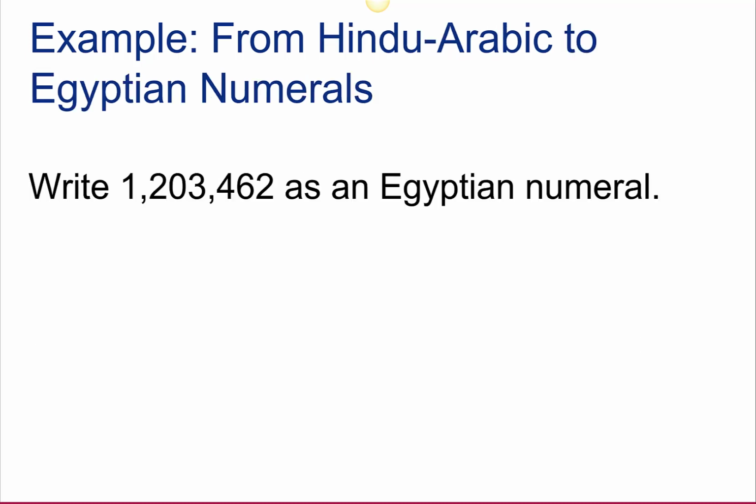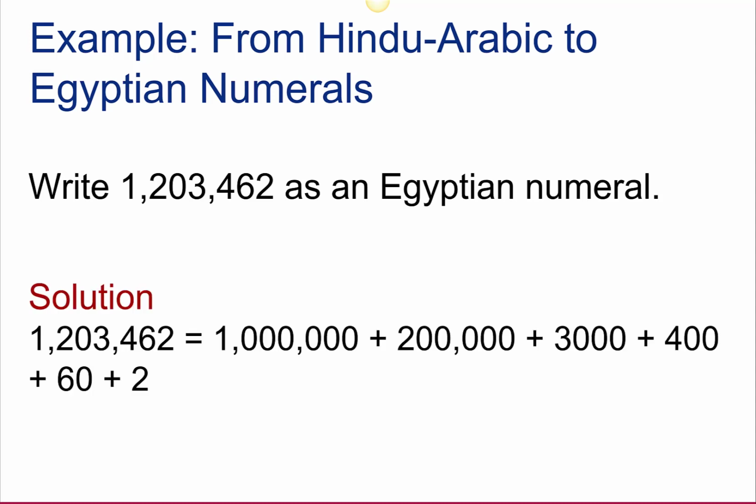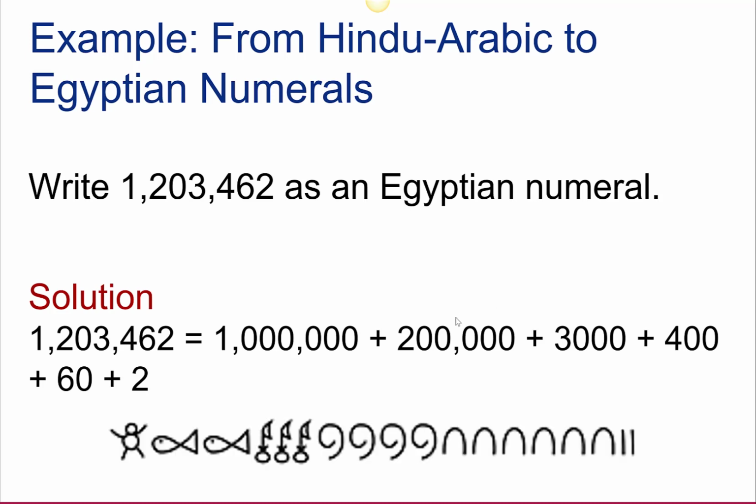Now we want to go the other way. We want to write this number as an Egyptian numeral. So we first of all break it up into pieces. So we see it's 1 million plus 200,000 plus 3,000 plus 400 plus 60 plus 2. And then we look at our numerals in the Egyptian system, and we replace the numerals in our system with the symbols or numerals in that system. So we have the astonished person is 1 million. The fish symbol here represents 2 of those, each worth 100,000. The next numeral here, and so forth.